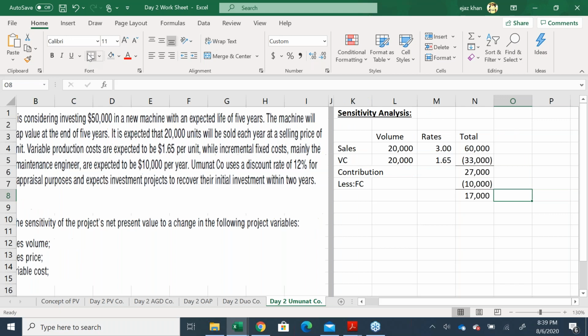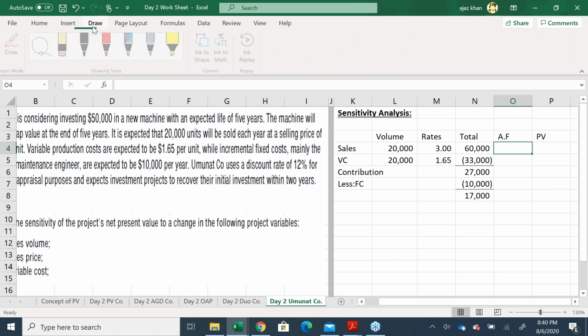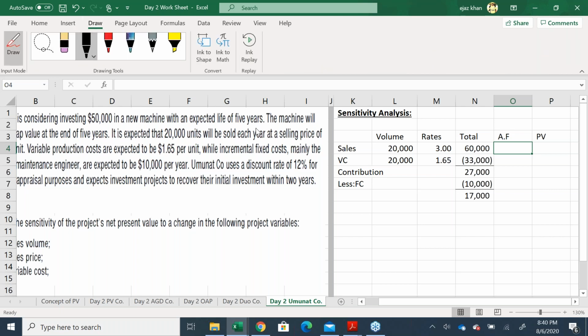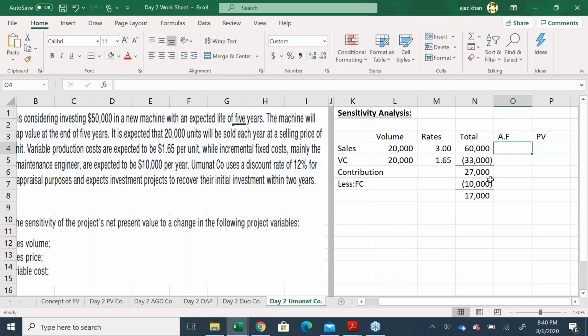For that, we need present values. And we need annuity factors because these are annual cash flows. So we will be needing an annuity factor for 5 years because the question says that the project life is of 5 years. That is it. So we will be needing it for 5 years.